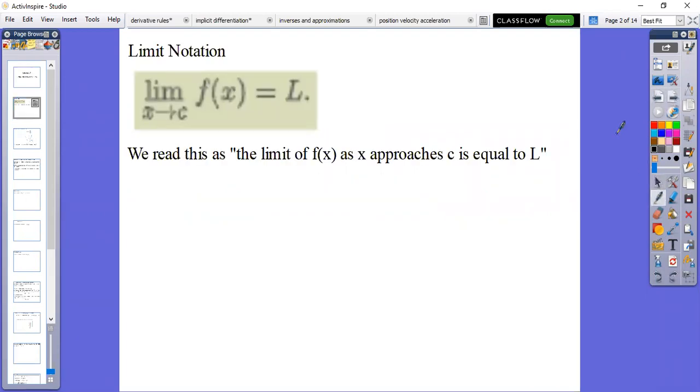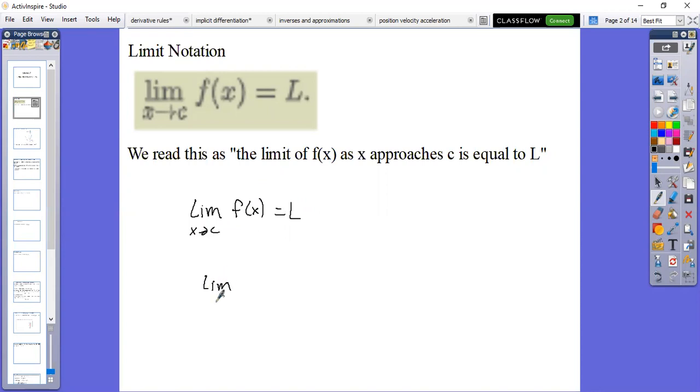So first is the notation. The way that we read this, and I'll write this out as we read it, is: the limit of f of x as x approaches c is equal to L. Basically what this means is as x gets really close to a specific value, the function is going to approach some value, which is the limit if it exists.